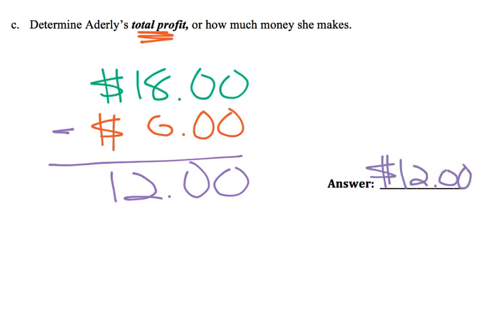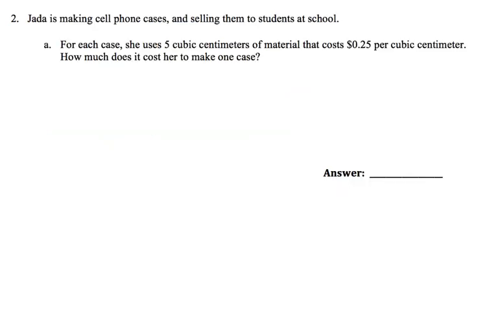And that $12 she gets to keep. That's what she has left over after she pays off all of her costs to make the cookies. So that's a basic profit problem with decimals. This next one's a little bit more complex, but it's still the same idea.